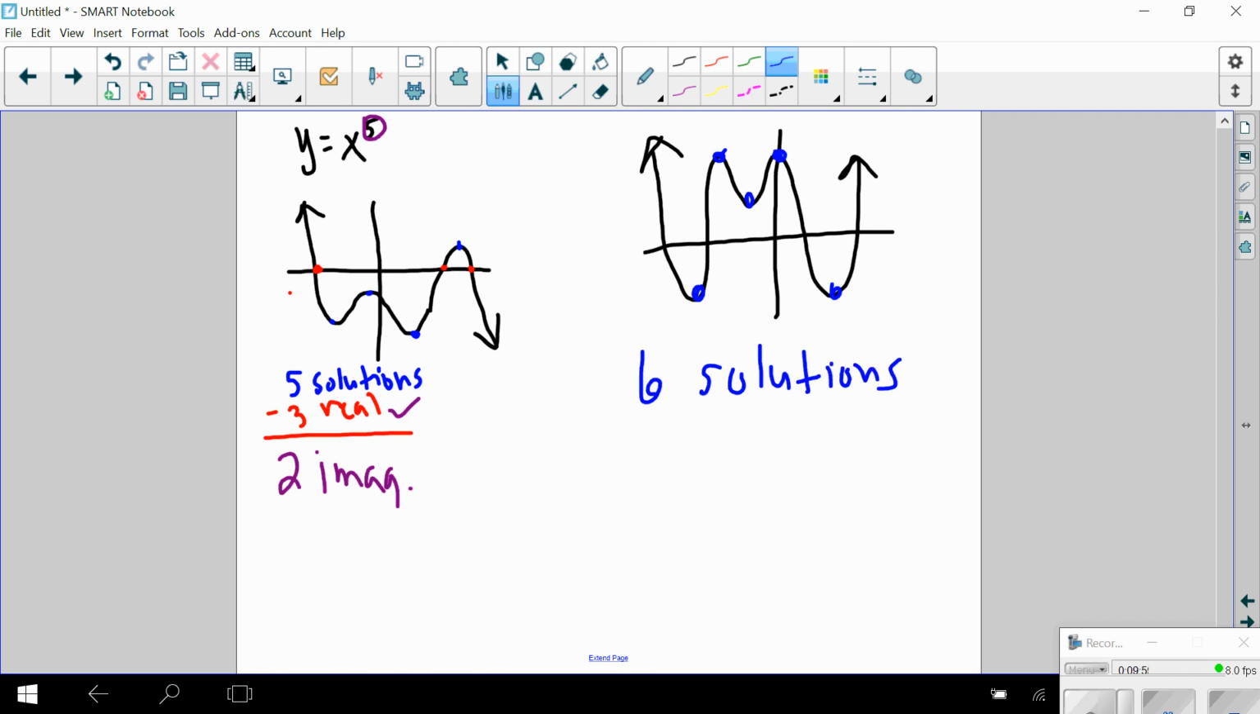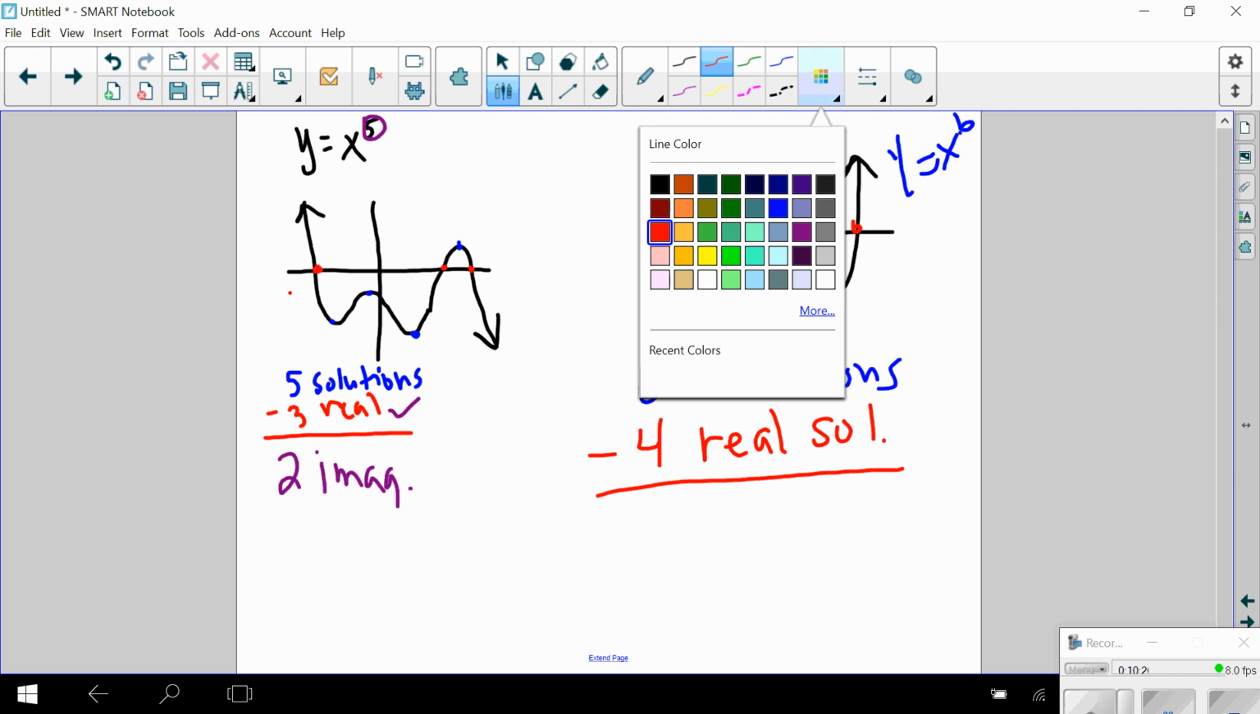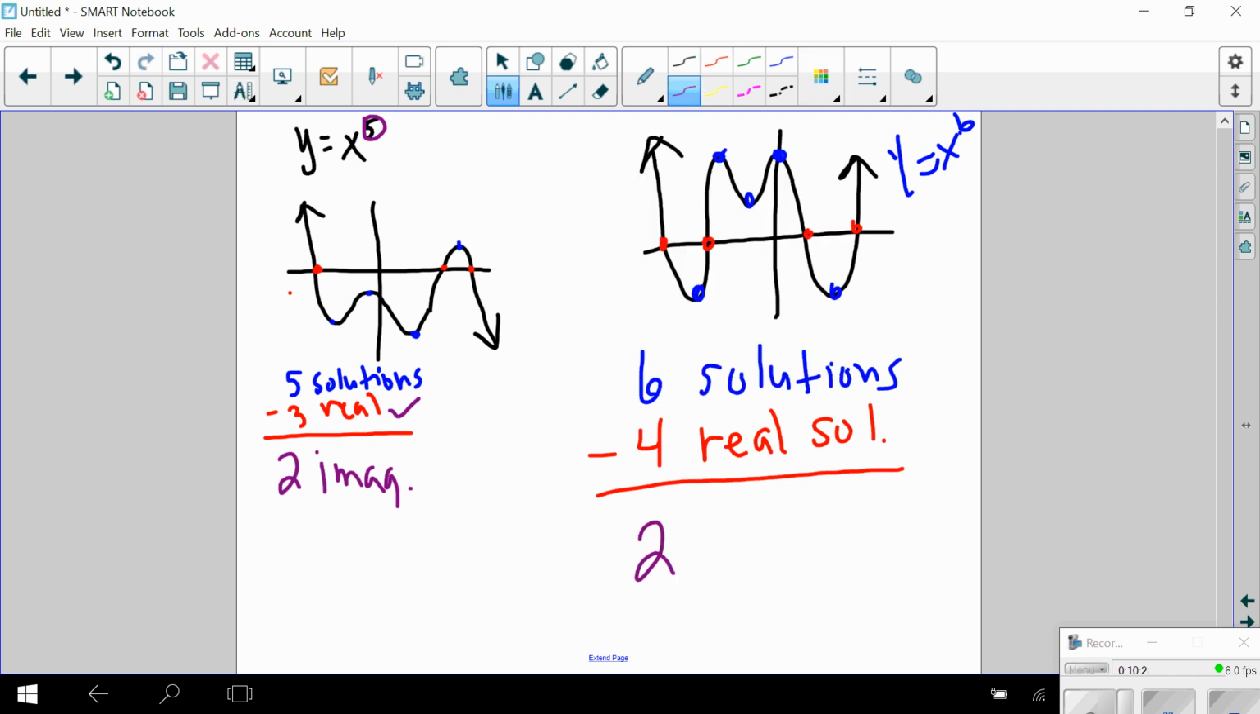It also means my function is to the 6th power. Okay, let's explore those solutions. How many times does it touch the x-axis? 1, 2, 3, 4. That means I have 4 real solutions, which means I would have how many imaginary? Well, 6 minus 4. Again, I have 2 imaginary.